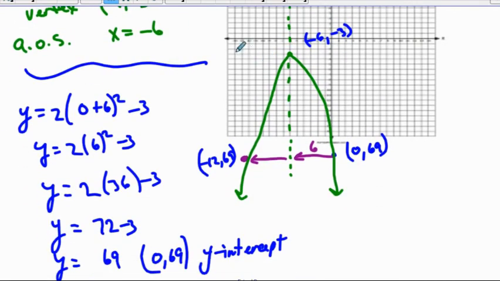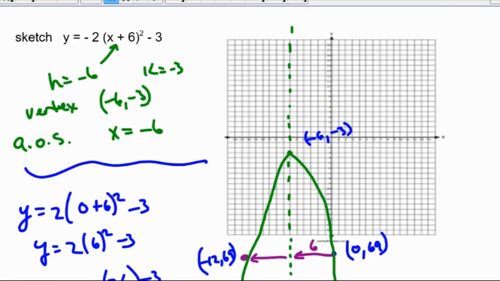And then we can always double check our work by going to Desmos and putting in our original function, this one here, and seeing how we did. Good way to check your work.